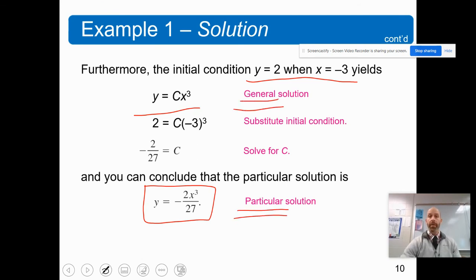A note, the general solution up there had just a C value there instead of that negative 2 over 27. So this is the first example. I've shown you how to verify a solution and how to find a particular solution.